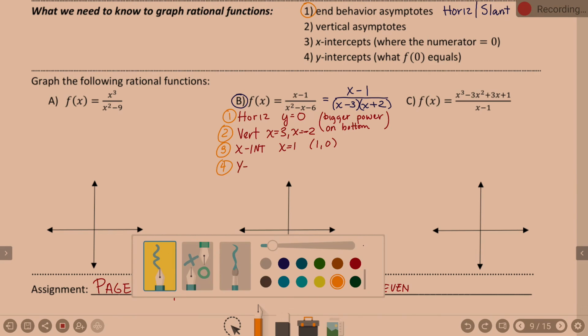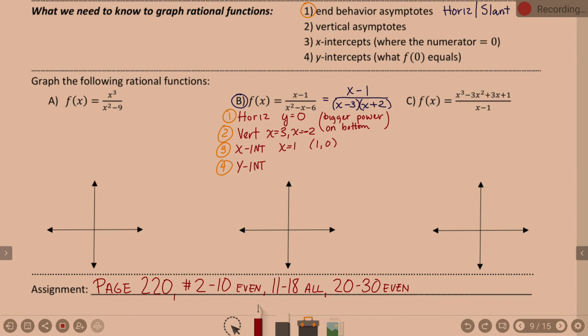Y-intercepts happen when x is 0. Notice y-intercept, it says what f of 0 equals. So basically, put 0 in for x. If we put 0 in for x, what am I going to get here? I'm going to get negative 6 on bottom. What do I get on top? Negative 1. Negative 1 divided by negative 6 is going to be a positive 1/6. Are you there?